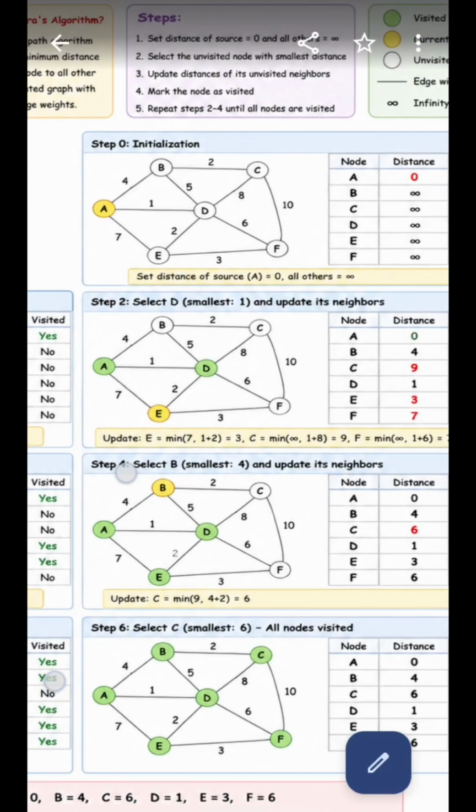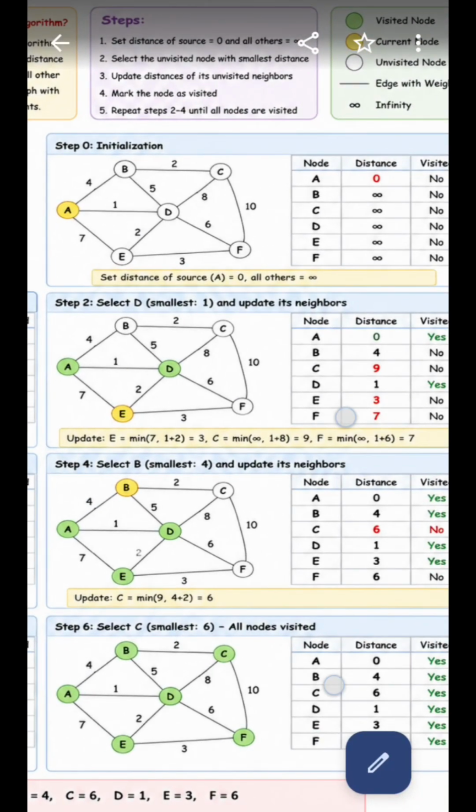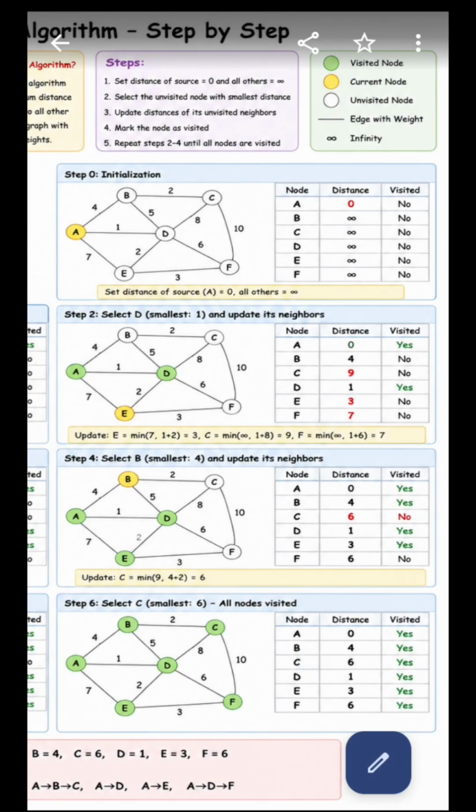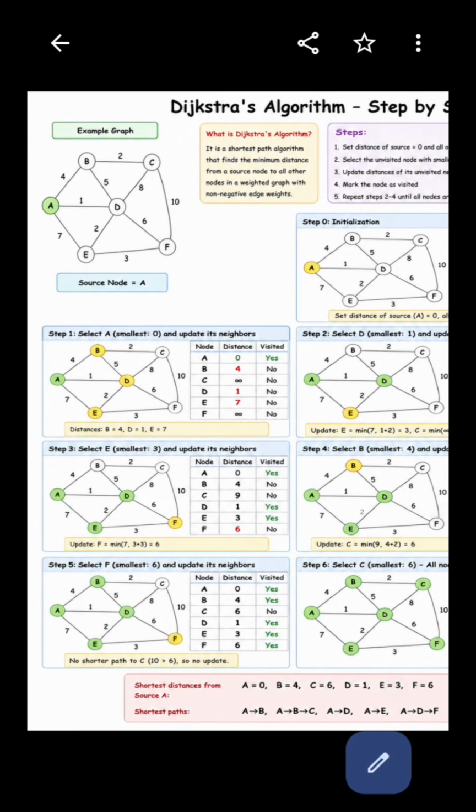And in step 4, we are going to mark the distance for C. From A to C the distance is 6. A to B is 4 and B to C is 2. 4 plus 2 is equal to 6, and we haven't visited that yet. We are marking it as no. Okay, then we are going for step 5.